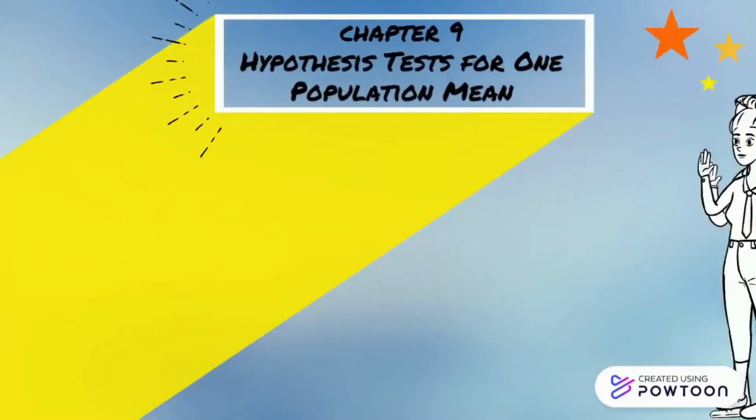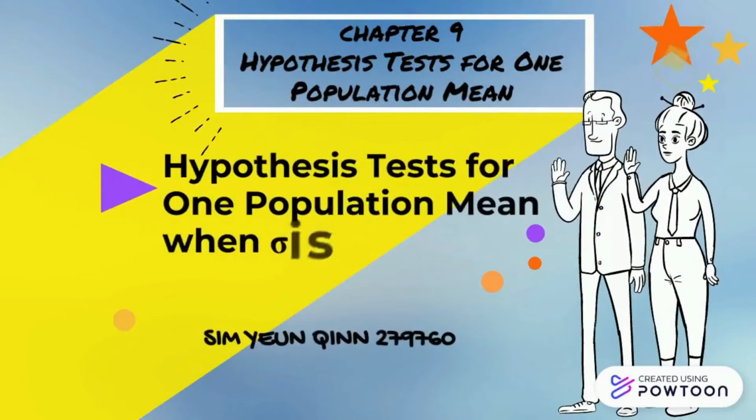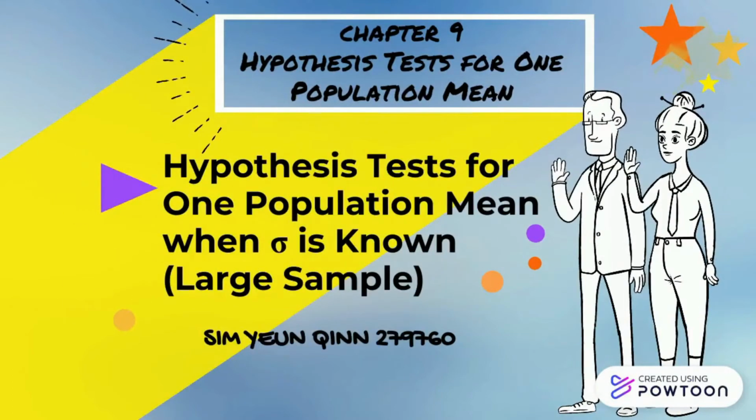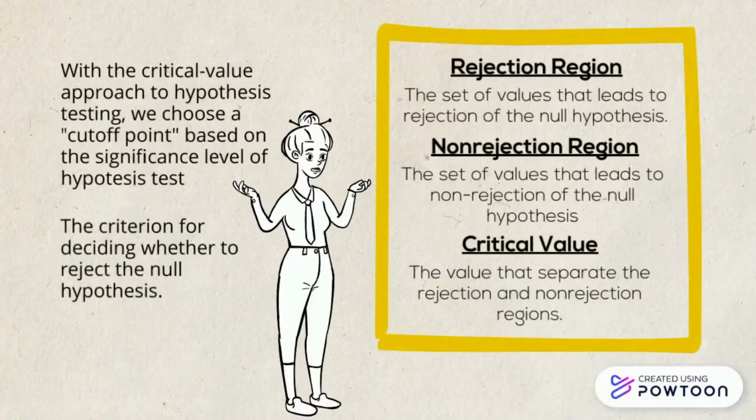Today I'm going to explain the hypothesis test for one population mean when the standard deviation is known, as a large sample. With the critical value approach to hypothesis testing, we choose a cutoff point based on the significance level of the hypothesis test. This is the criterion for deciding whether to reject the null hypothesis.